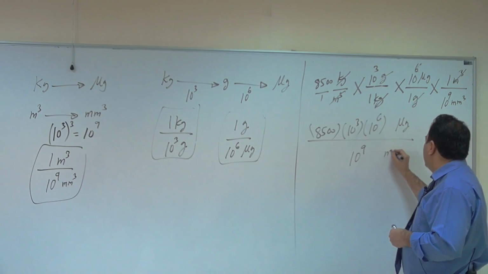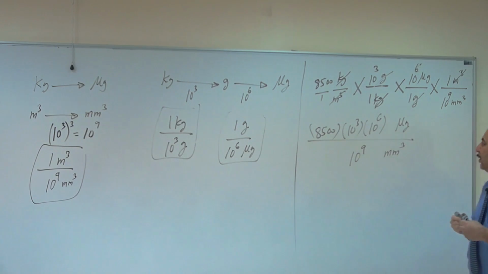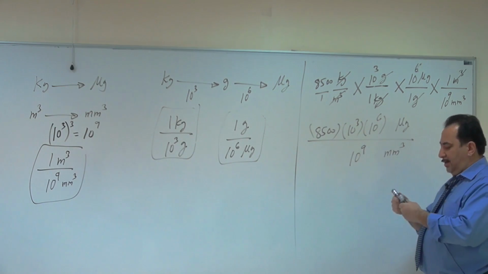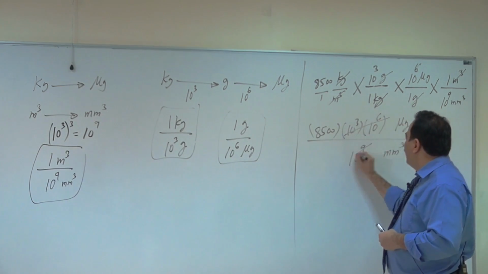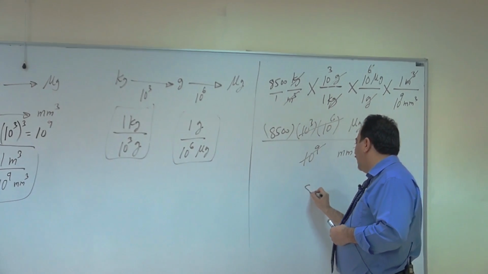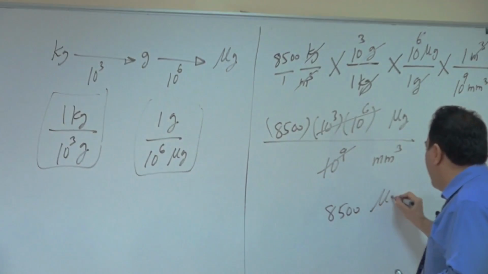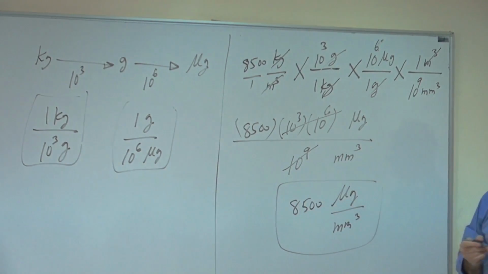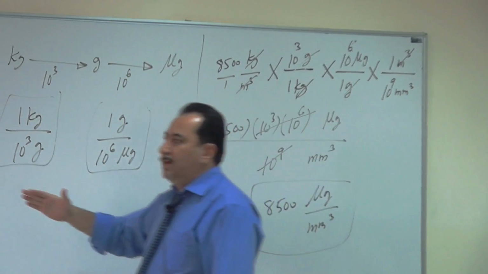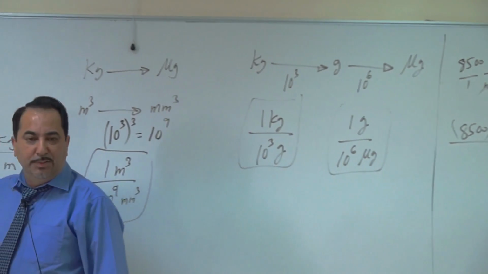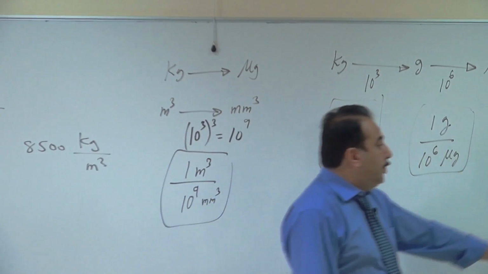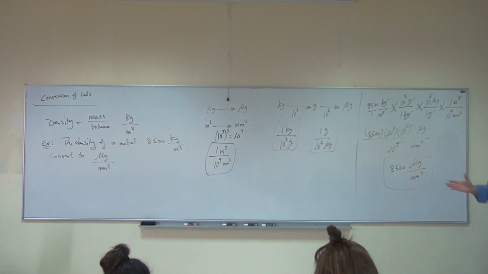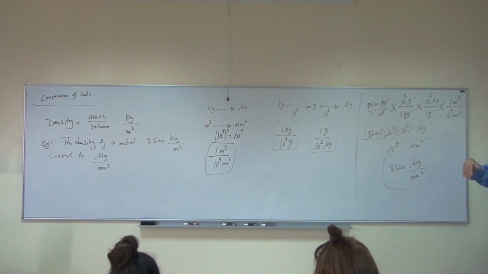940 millimeter cube. Now what you can see is that 3 plus 6 is 9, with 9, so I can cancel both with this one. What's the final answer? 8,500 microgram per... So it just happens here that if you're having the units kilogram per meter cube or microgram per millimeter cube, it will be the same, as if you don't need to do all this. But of course, you have to do it to check.